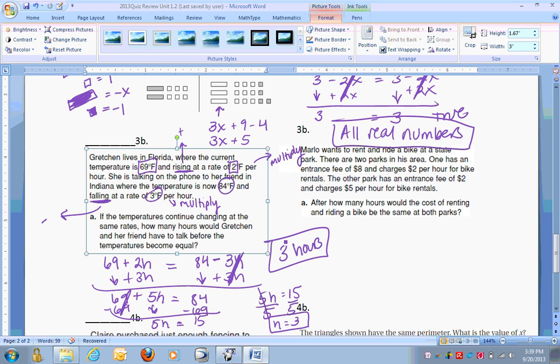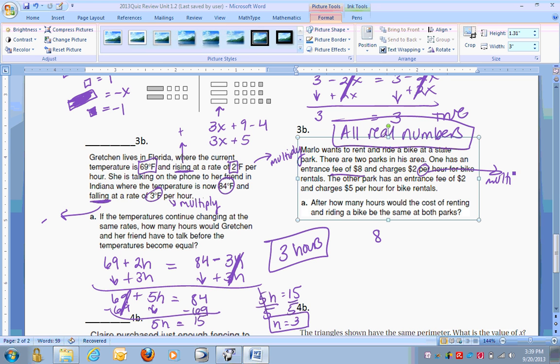All right, problem 3 under the target practice. Mario wants to rent and ride a bike at a state park. There are 2 parks in his area. One has an entry fee of $8 and charges $2 per hour. Well, I told you in class that $8 fee, the fee is always going to be a constant. And then remember, per means to multiply. And then 2 is the other.